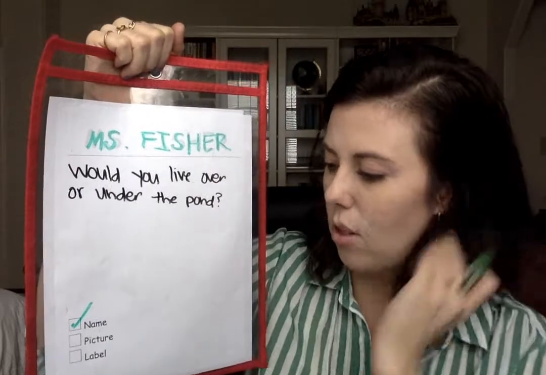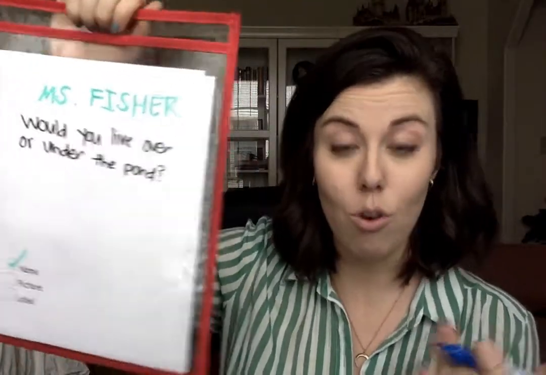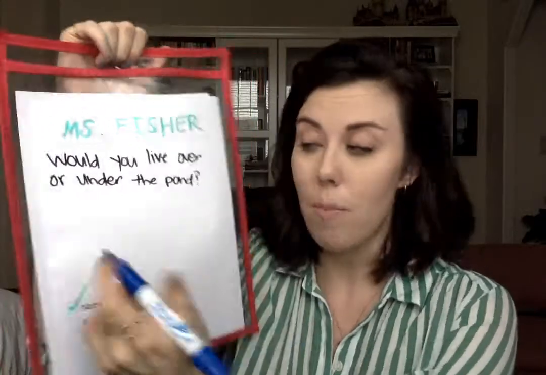And let's see, what do I have to do next? Picture. I have to draw my picture. Okay, I'm going to use different colors when I draw my picture. I'm going to use shapes and lines, so I'm not just doing scribble scrabble. I always want to try my best. Let's see, I chose under the pond, so I will draw a picture of under the pond.